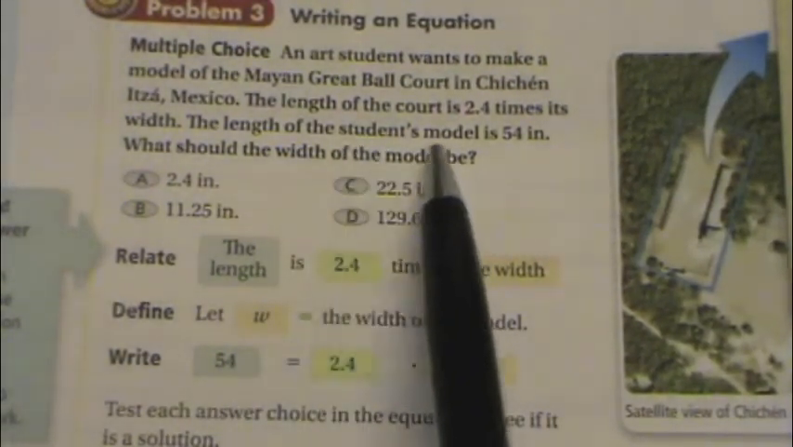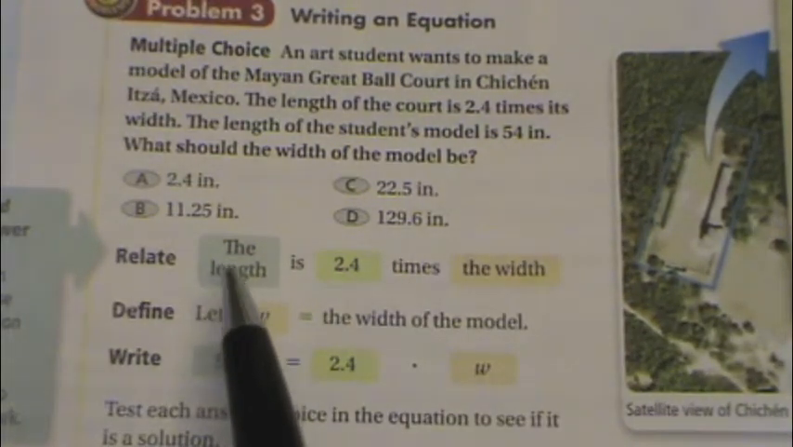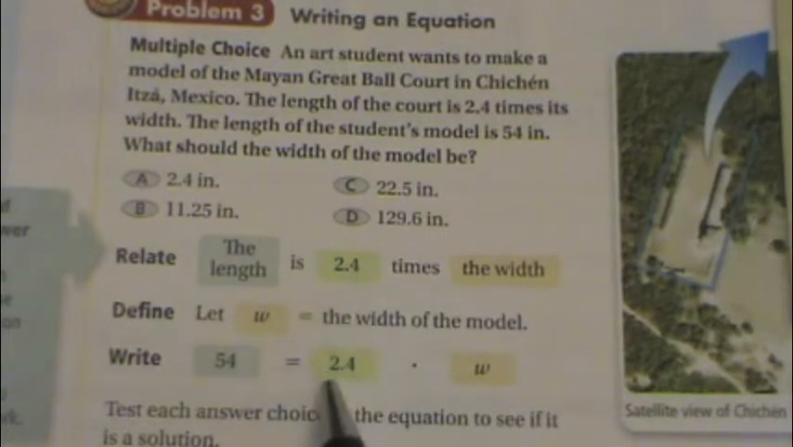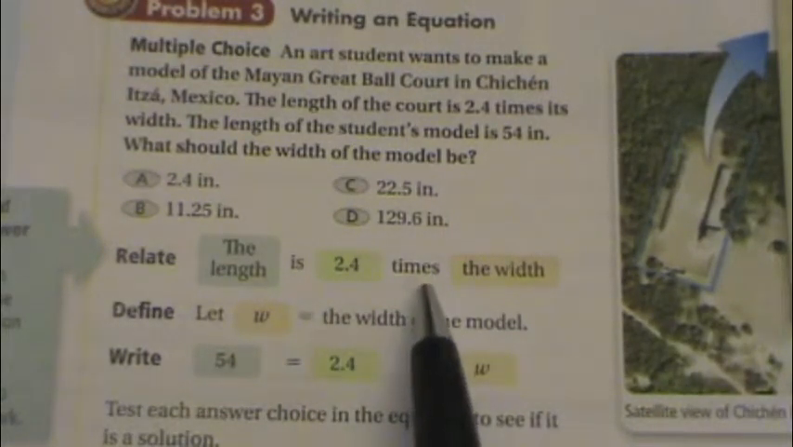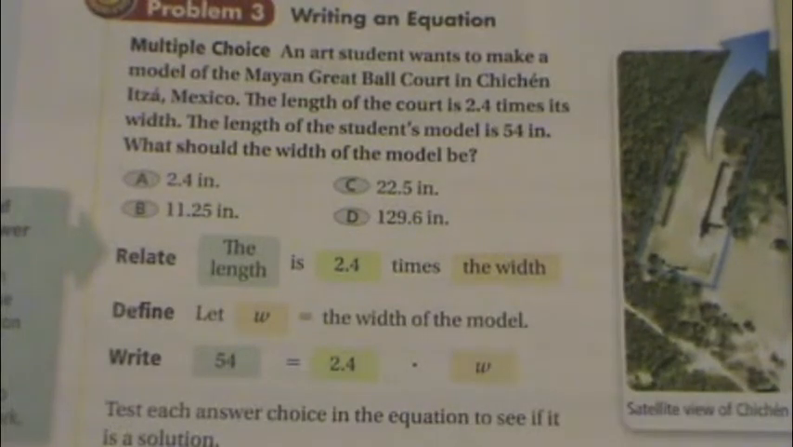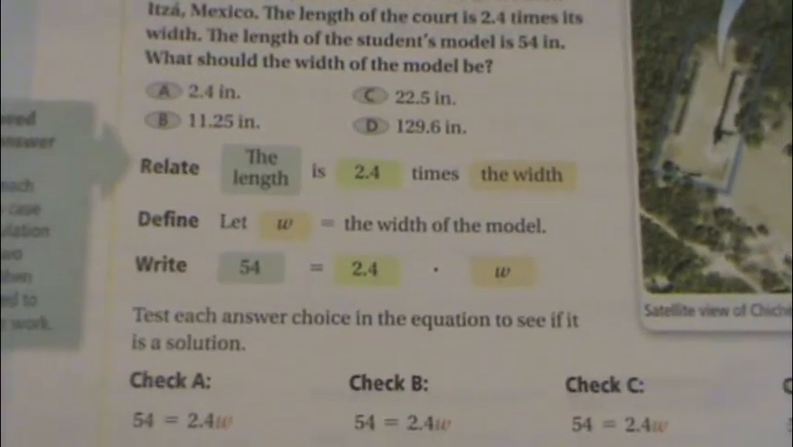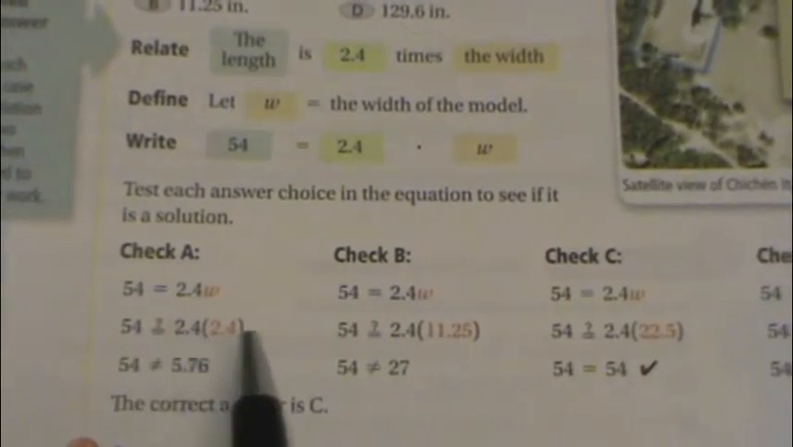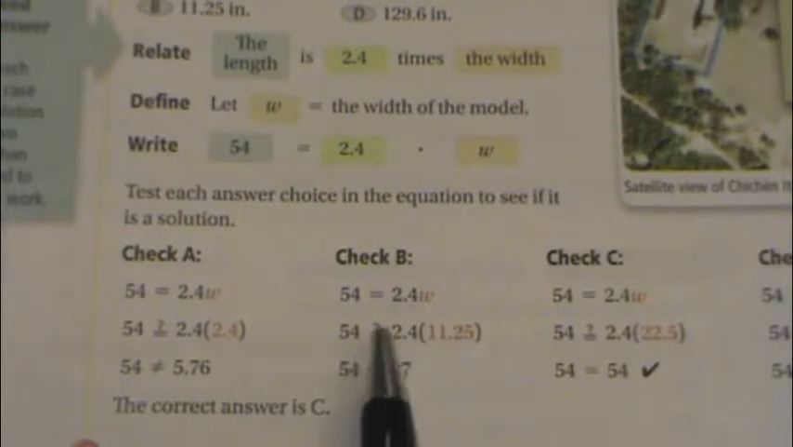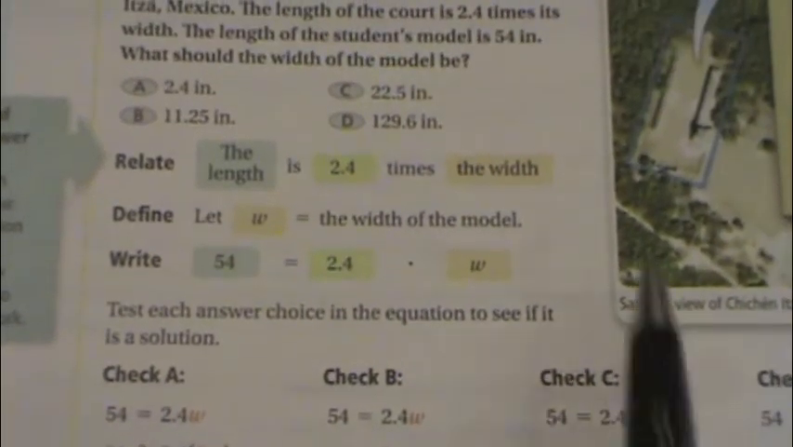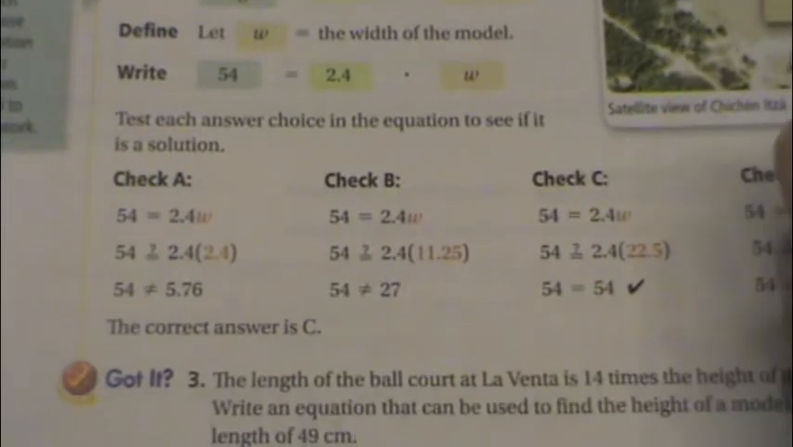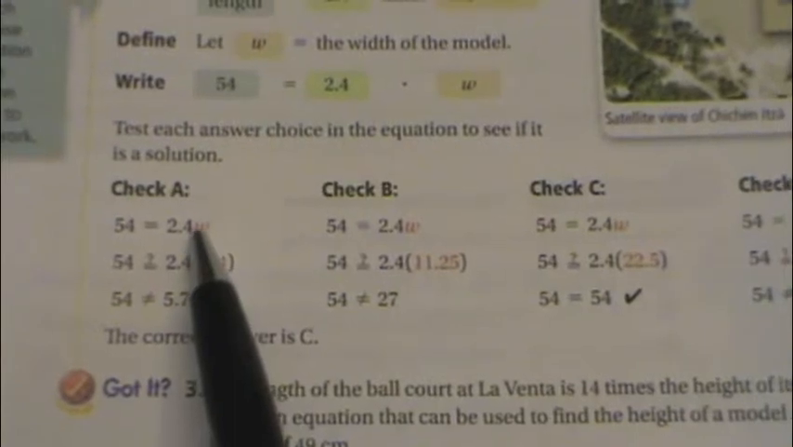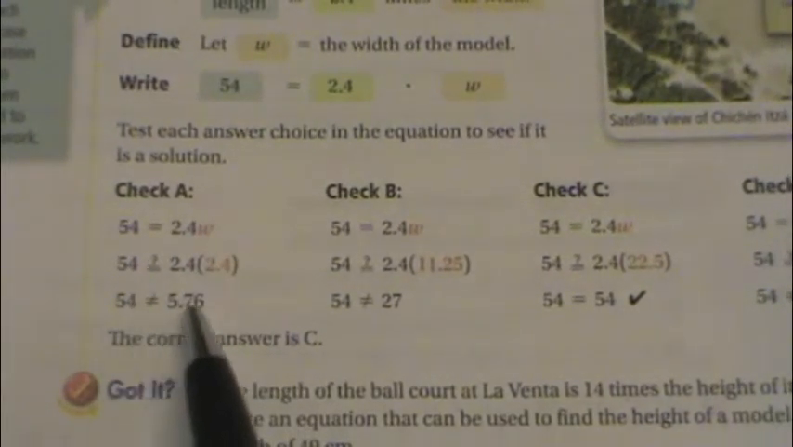We know that the length is 54 inches, so now we substitute 54 for the length, an equal sign for the word is, 2.4 stays, the dot for times, and our variable w for width. And then what they want done is test out each of the answers that they give you to see what works. They gave you an answer of 2.4 inches. They go through that math. If you substitute 2.4 for w, does that work out?